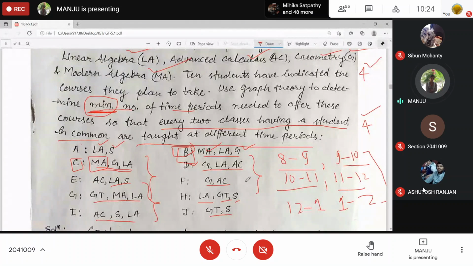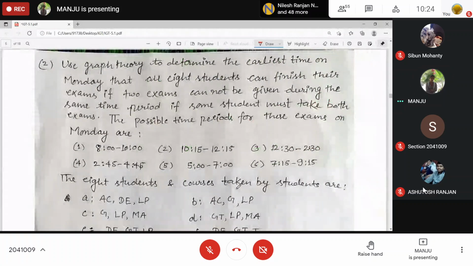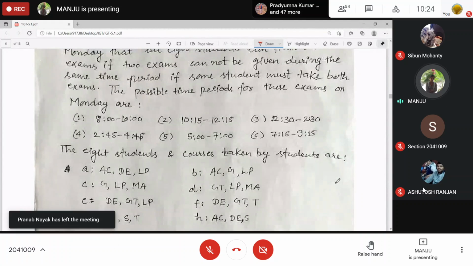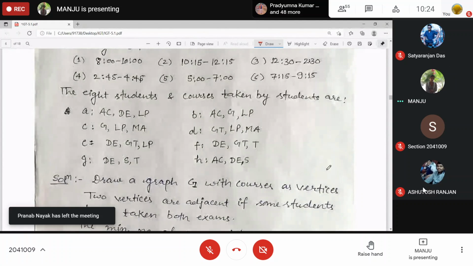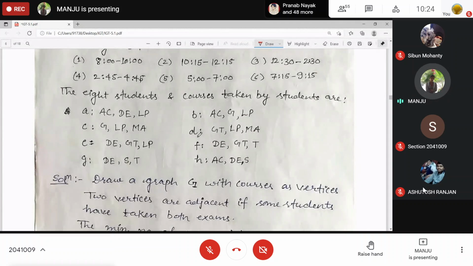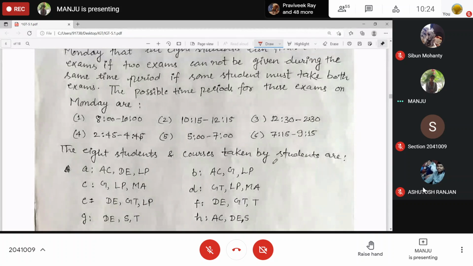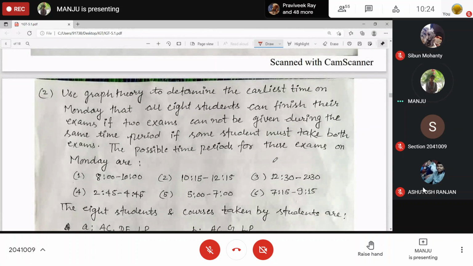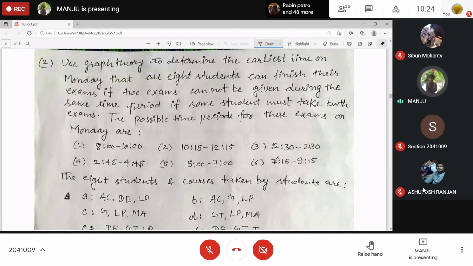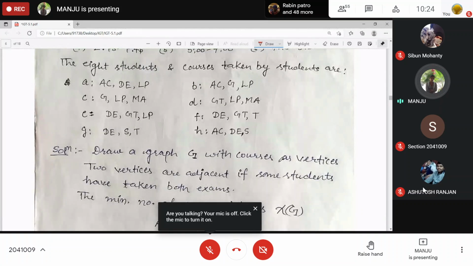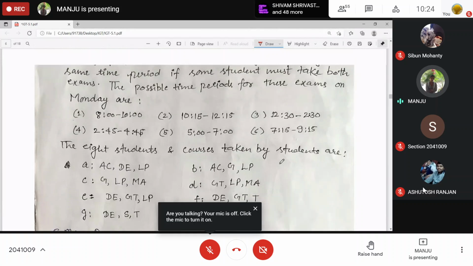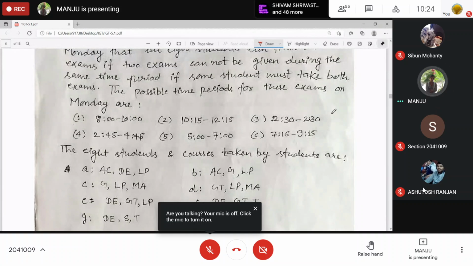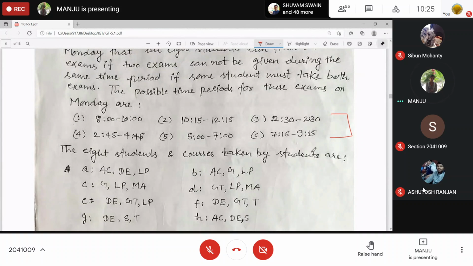In the same way, you can now just read this question and tell me. Here the time is also given. If the time was not given, they could just ask how many slots, the minimum number of slots needed to finish this exam. So third, I think 8 or 10. How many? Yes, 8 courses and 8 students are given, and 6 time slots are given.